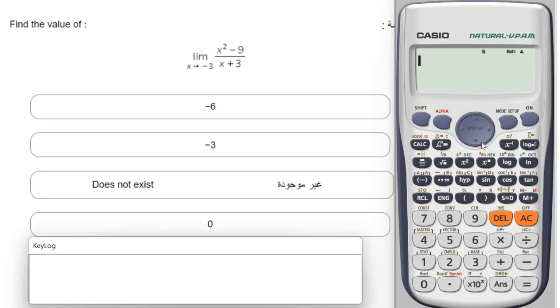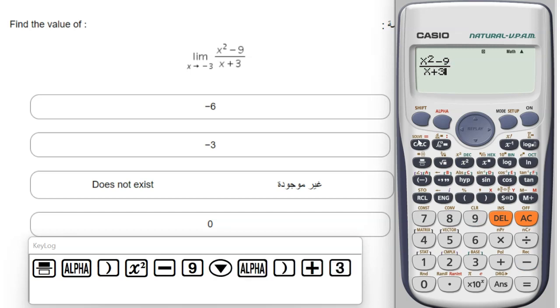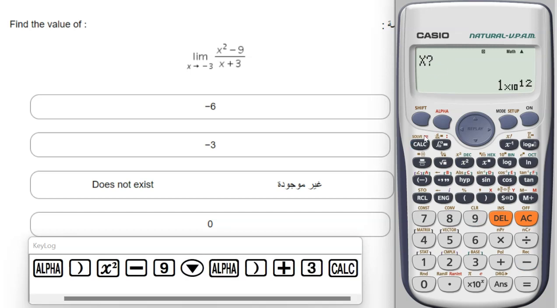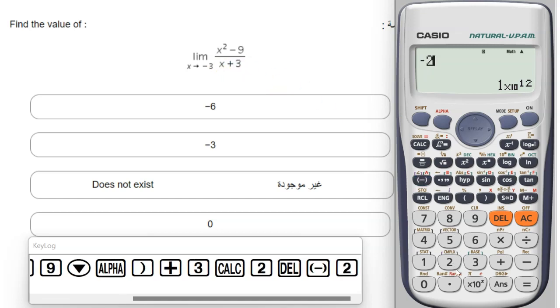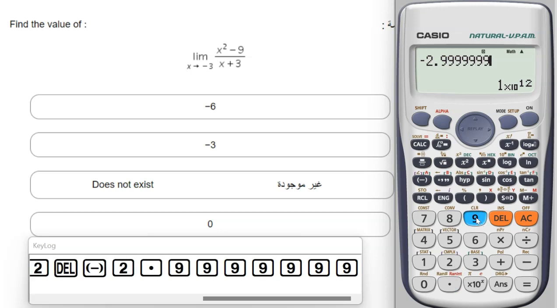Okay, so the second one, it's approaching a certain number. It's approaching -3. So let's use the calculator, pick our fraction, and then we type in the expression. And then we go to calculate, and now we are going to estimate, put a number that is approaching -3. So we are putting -2.999999 because this is approaching -3. And that tells us that it's going to be -6, and the answer is in here.